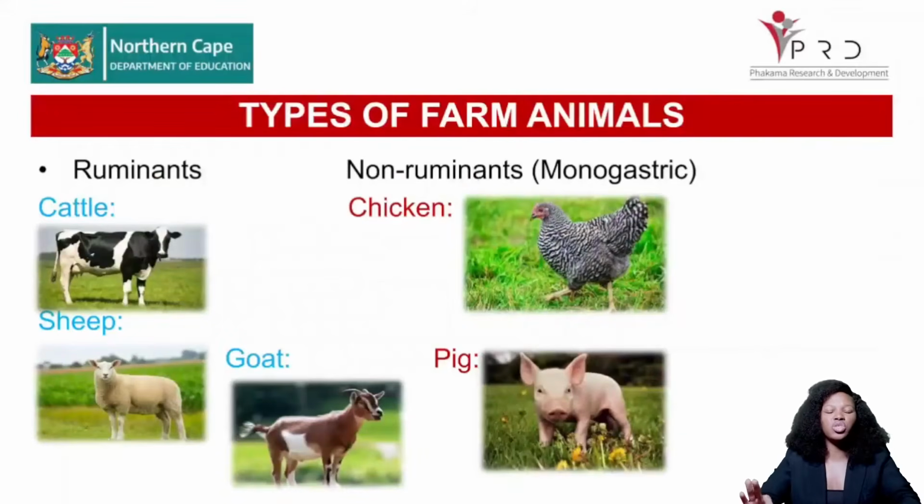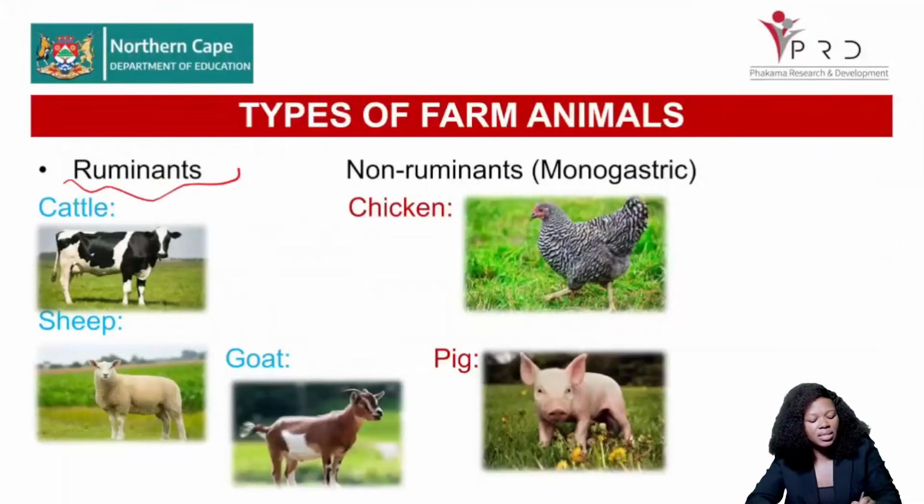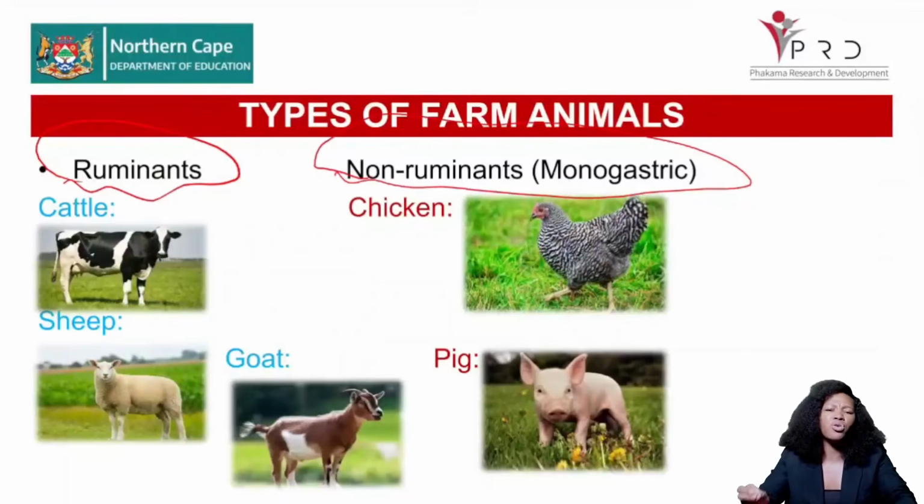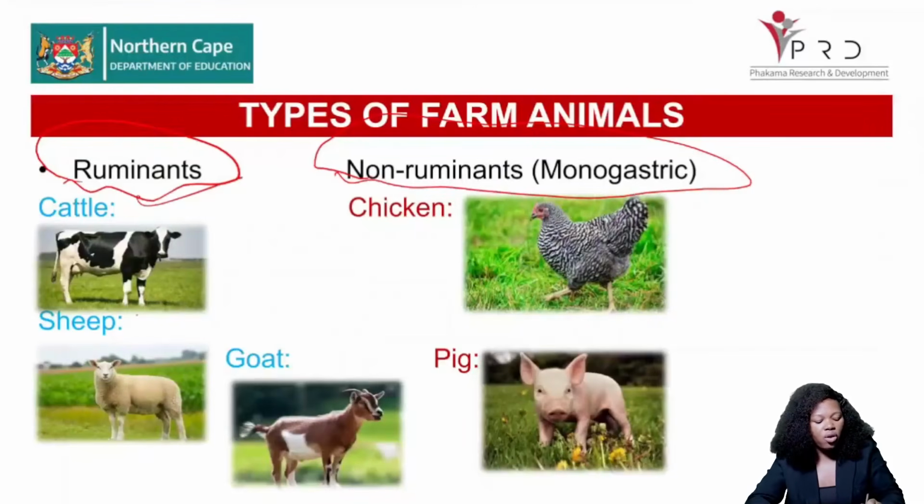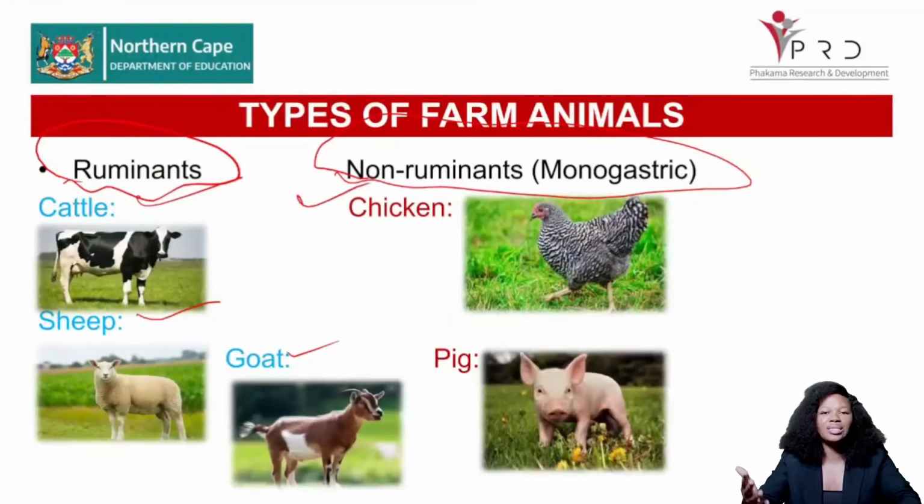Remember, we said animal nutrition is the study of nutrients, how nutrients are digested and absorbed by different farm animals. In agricultural learners, we are dealing with different types of farm animals. Firstly, there are ruminants, and secondly, there are non-ruminants, also referred to as monogastric animals. Examples of ruminants are cattle, goats and sheep. Examples of non-ruminants are a chicken, also known as a fowl, and a pig. So these are the different types of farm animals.